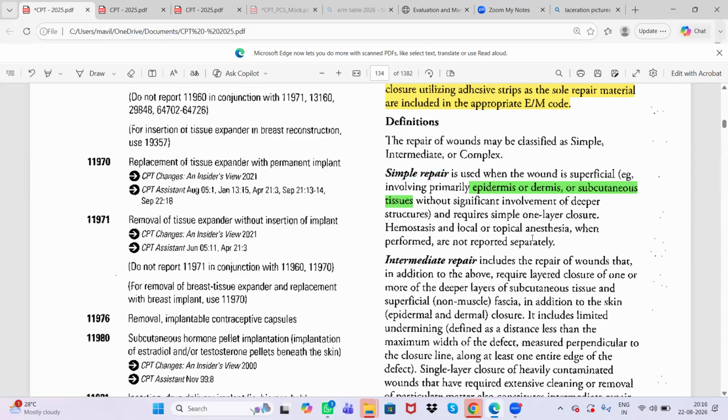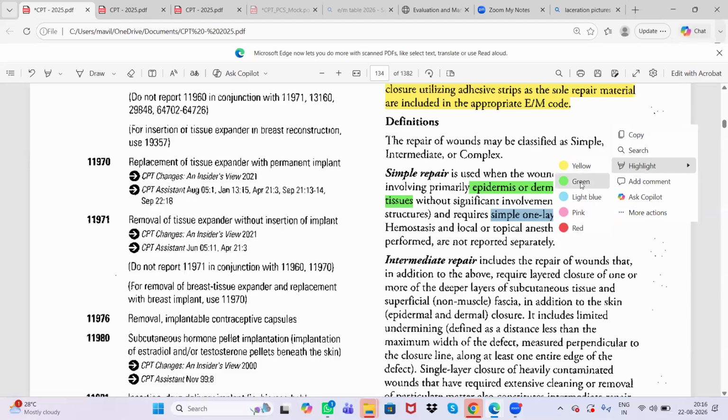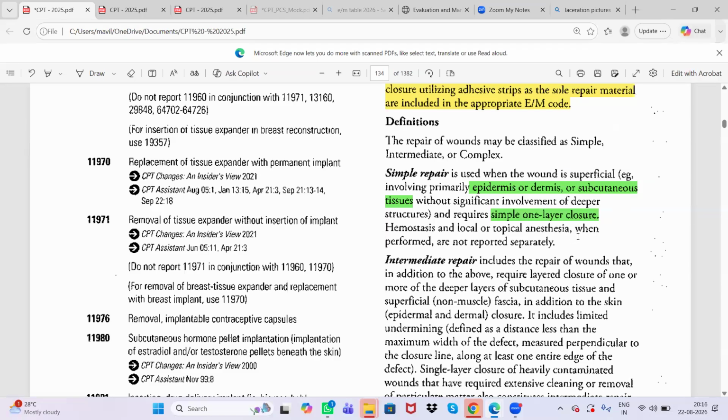Simple repair requires a simple one layer closure. Whenever you see terms like single line closure or simple one layer closure, you can consider it under the simple repair. And if the provider has not mentioned these terms, but anatomically mentions, for example, that I have sutured the epidermis, dermis, and subcutaneous layers, at that time also you can take it under the simple repair. Understood?